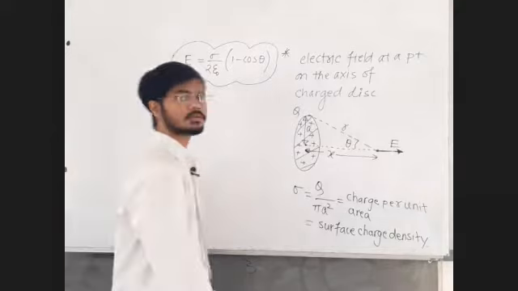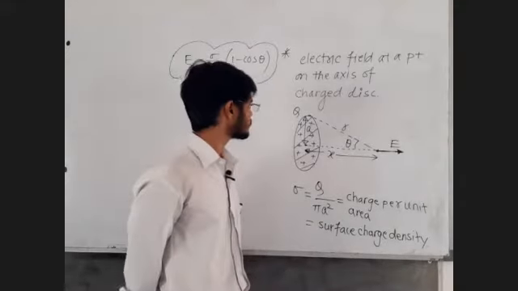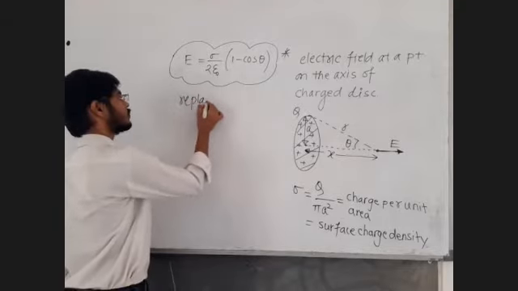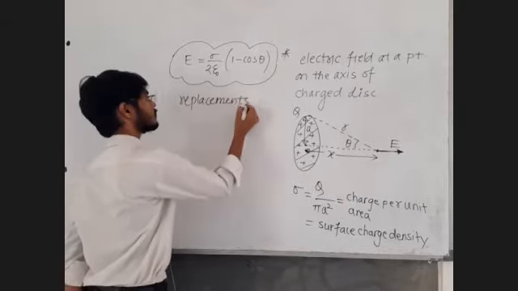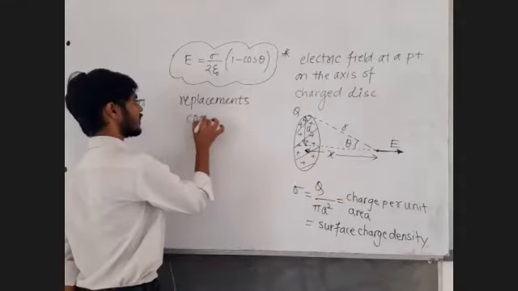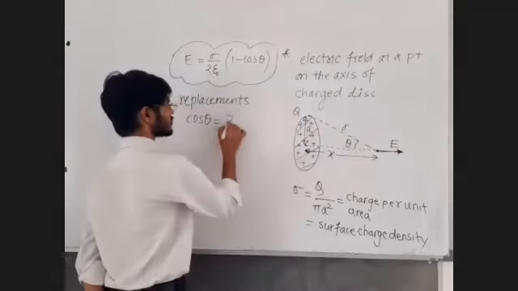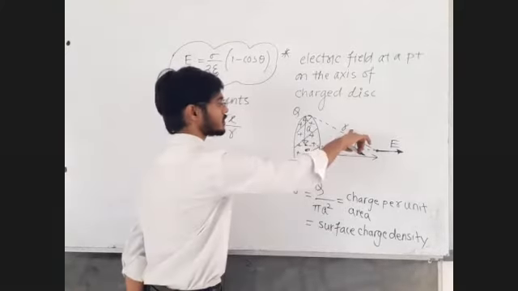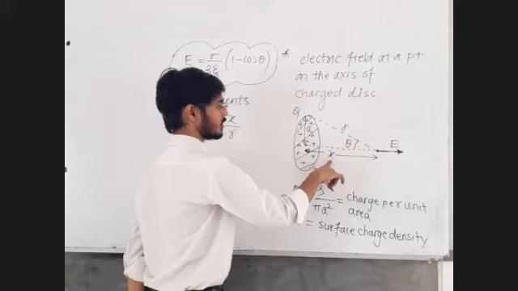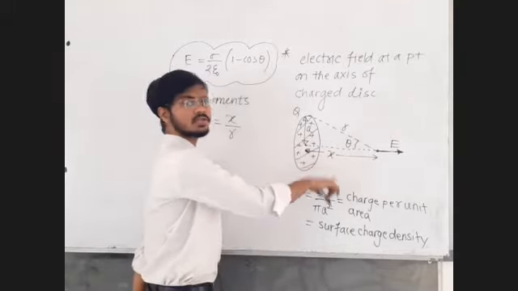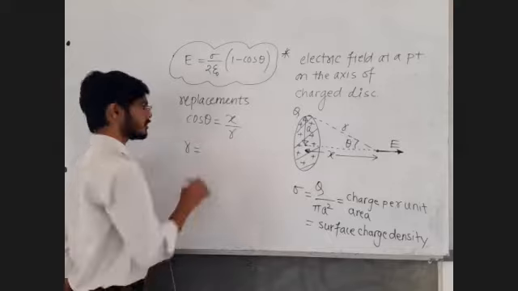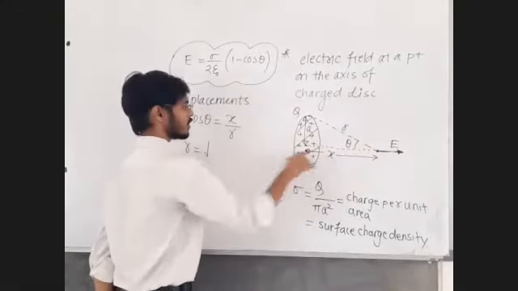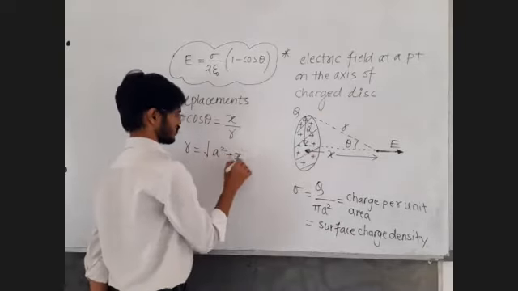Sir, what if we are not given the value of theta? Find a replacement for theta. As per the need, you will do the replacements. From the geometry, we can see that cos theta is equal to adjacent upon hypotenuse, x upon r. Sir, what if we are not given the value of r? Generally, the radius of the disk and the distance on the axis are given. Very simple, Pythagoras. What is the value of r? Under root a square plus x square. That's it.